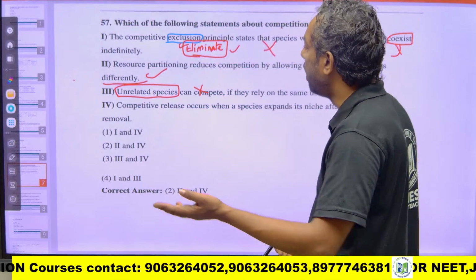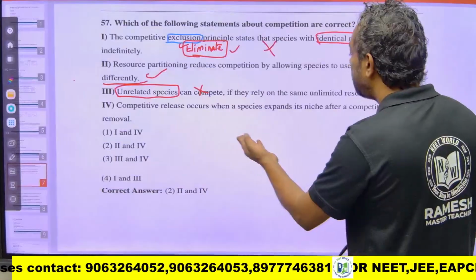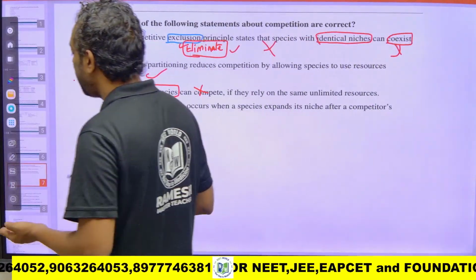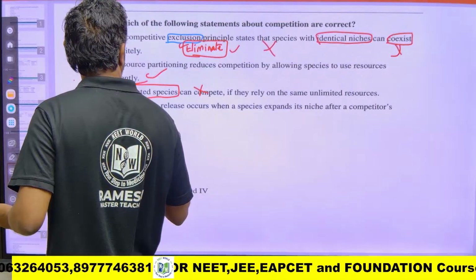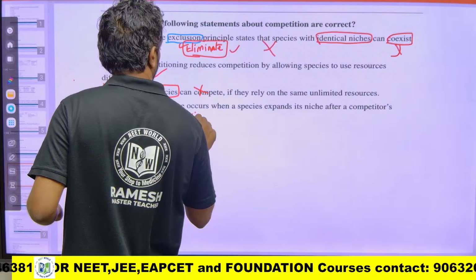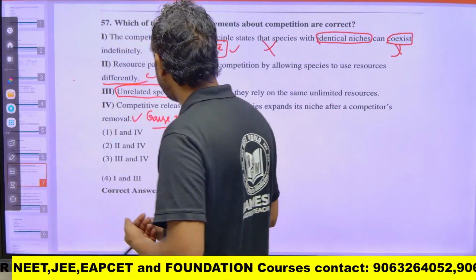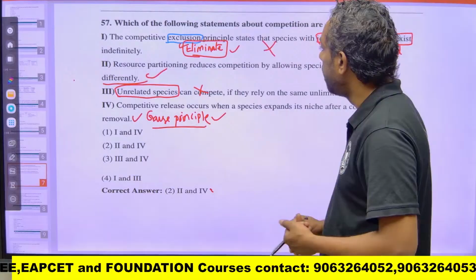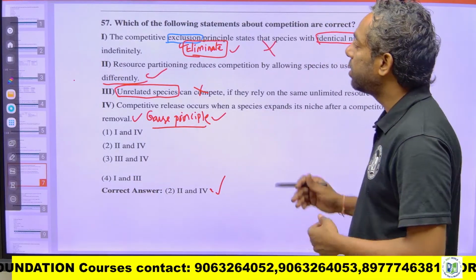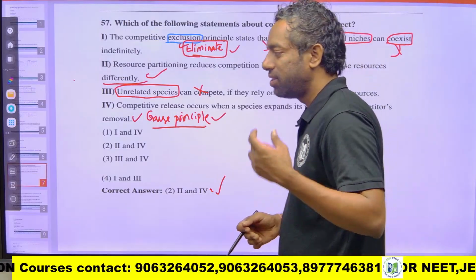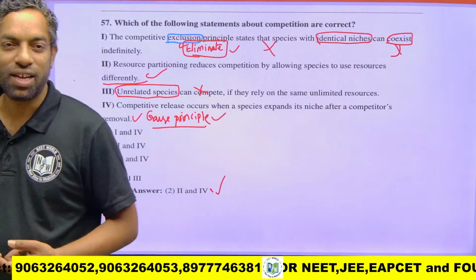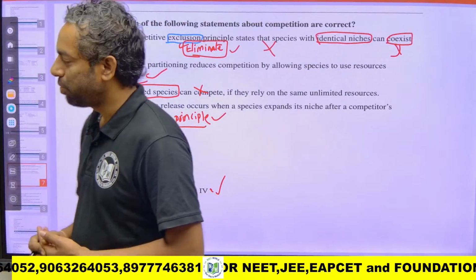Competitive release occurs when species expand their niche after a competitor is removed, absolutely right, Gause's principle says this. Absolutely right. So statements 2 and 4 are right, 2 and 4 are right. This is an important question. This is an innovative question, this is a social question, this is the question for the resources. Ecology.